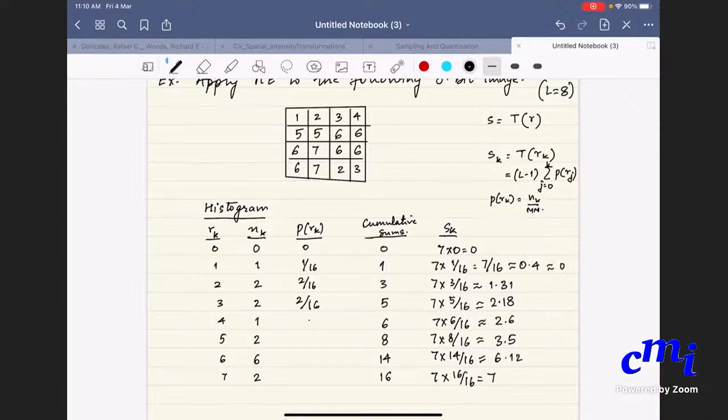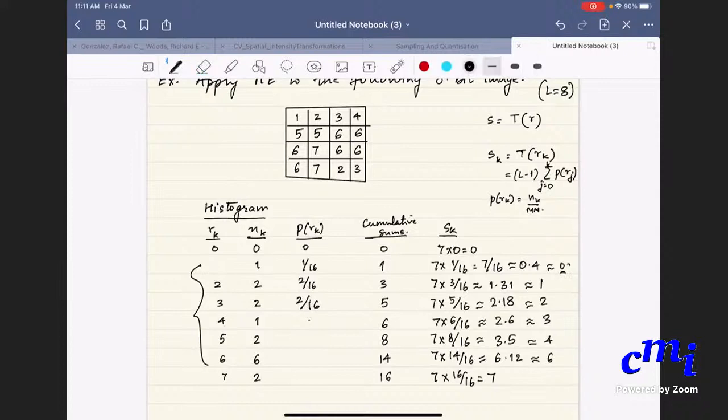We are using only discrete elements in the interval 0 to L minus 1. So this one rounded off to 1, this one rounded off to 2, 3, 4, 6, and 7. So these are going to be the intensity values in the output image, corresponding to these intensity values of the input image. So wherever you have intensity value 1 in the input image, you will put 0, and so on.